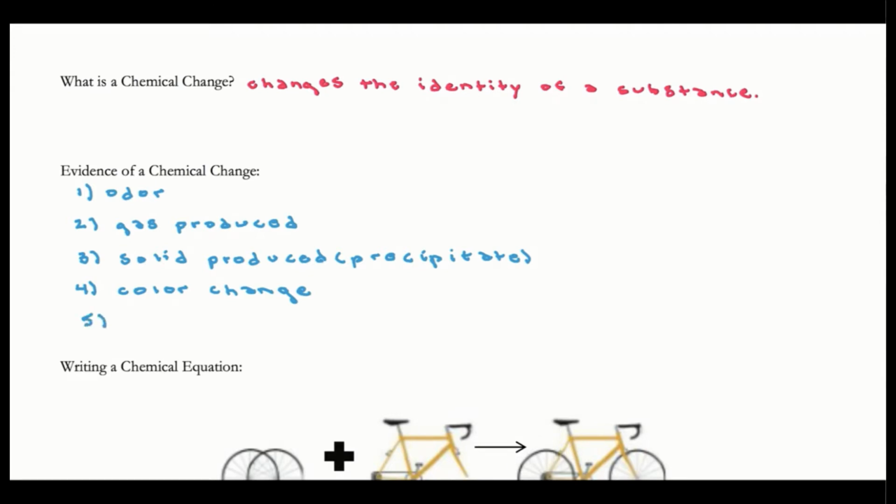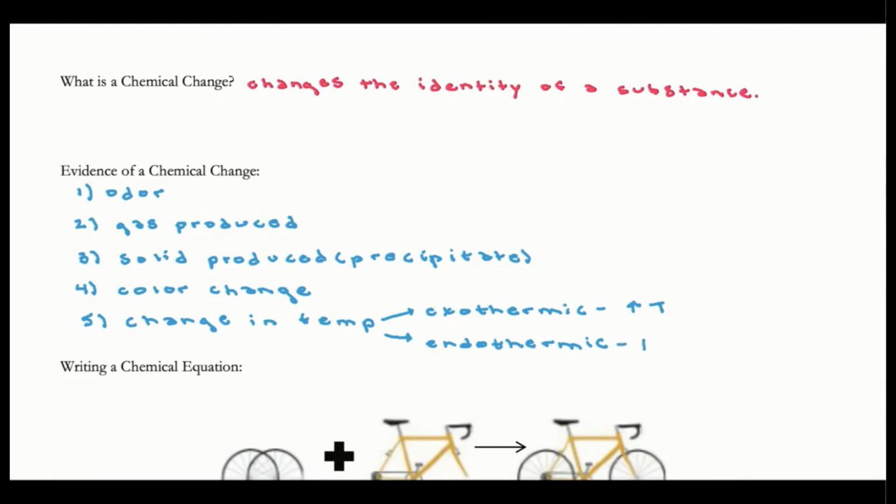The last one is a change in temperature. Okay? And if the temperature of your solution in your reaction increases, that's because you have an exothermic reaction, meaning heat is leaving the reaction. And so what we actually experience as experimenters is an increase in temperature. Okay? If instead the temperature decreases, then it is an endothermic reaction. The reaction itself is taking in heat. And so as a result, it's taking in heat from its surroundings. So if you were to measure the temperature of the solution, the surroundings would actually decrease. Okay, so those are your 5 evidences of a chemical change.